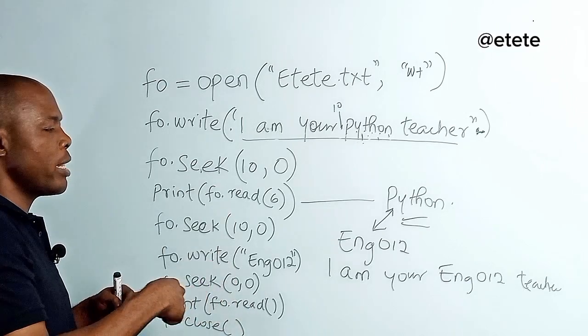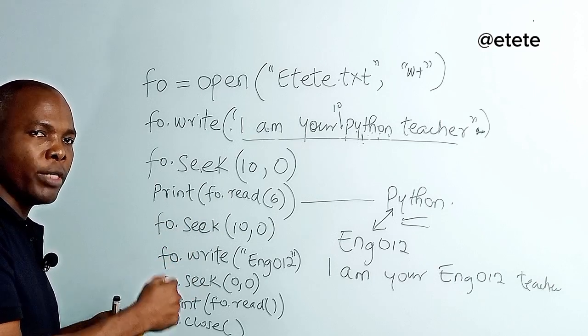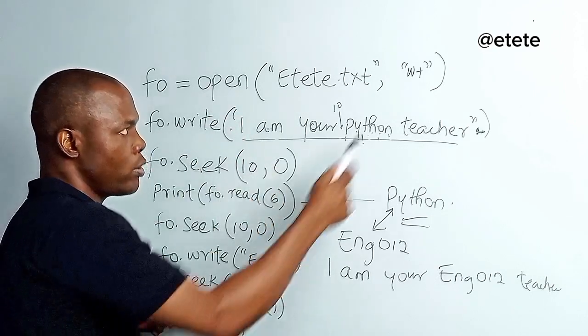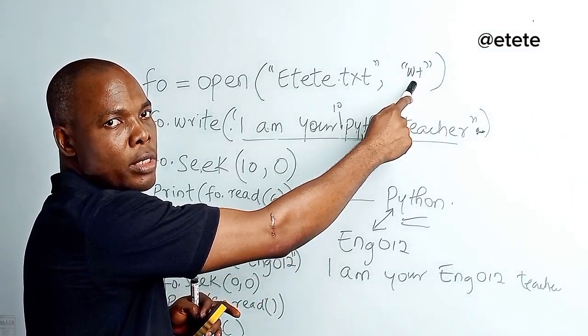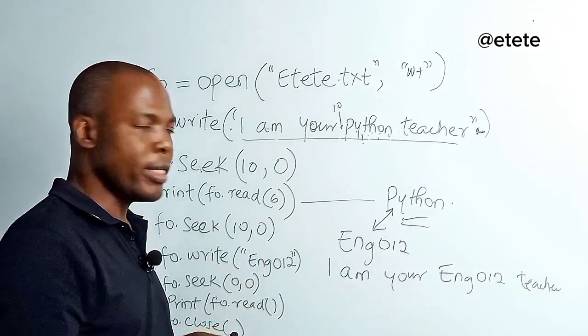So with this one, I don't have to close and then reopen the file again and create the file object before I now read. So everything is in just one file. Because of what? Because of this mode, which is read-write mode. So that is what I want to show you in this class.